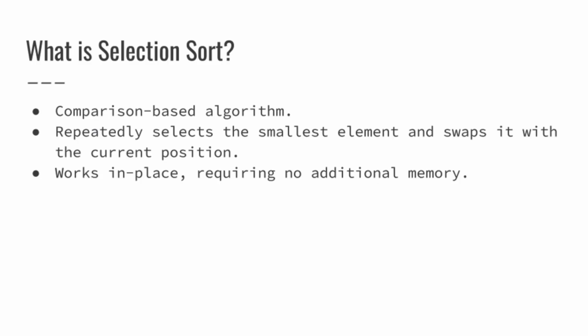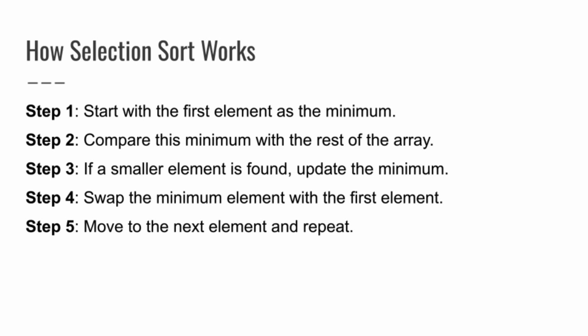Selection sort is a simple comparison-based sorting algorithm. It divides the list into two parts, the sorted part at the beginning and the unsorted part. Step 1. We start by assuming the first element is the smallest in the unsorted part of the array. Step 2. We then compare this element with the rest of the array to find a smaller element. Step 3. If we find a smaller element, we update our minimum. Step 4. We swap the smallest element with the first element of the unsorted section. Step 5. We then move to the next element and repeat the process until the entire array is sorted.